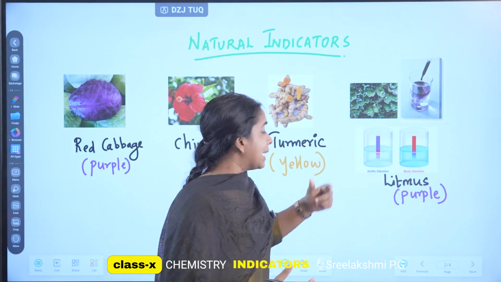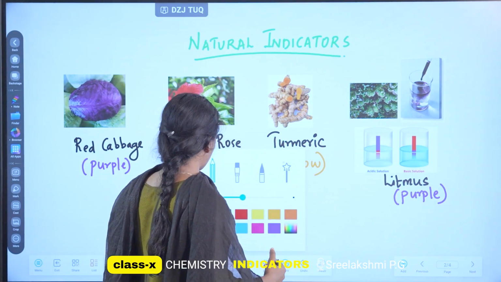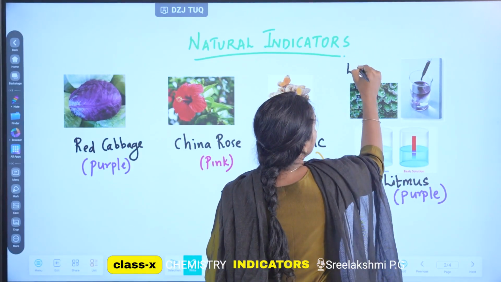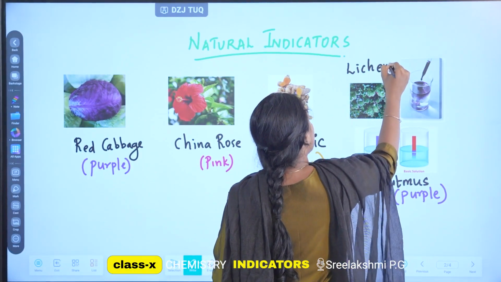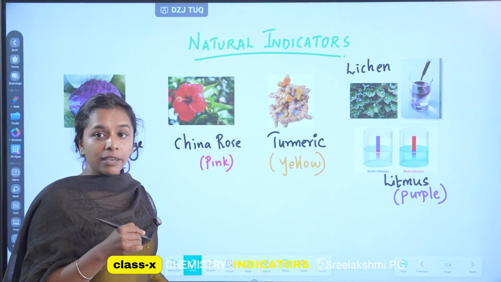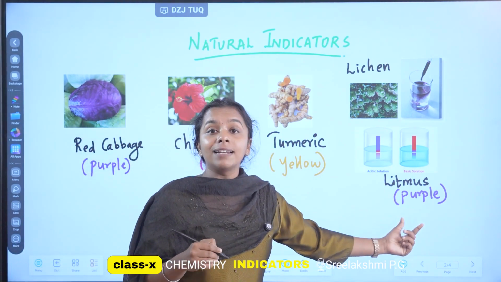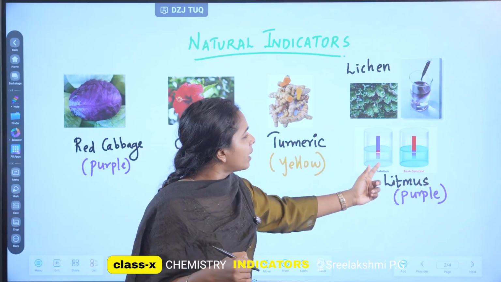It is known as what? Lichen. I'll write here. The plant from which litmus solution is derived is known as what? Lichen solution. Okay, what is the color of that solution? Its color is purple. Now here you can see 2 papers.